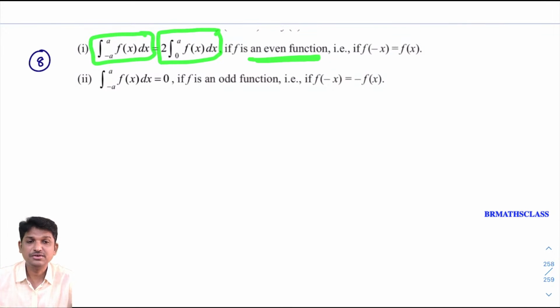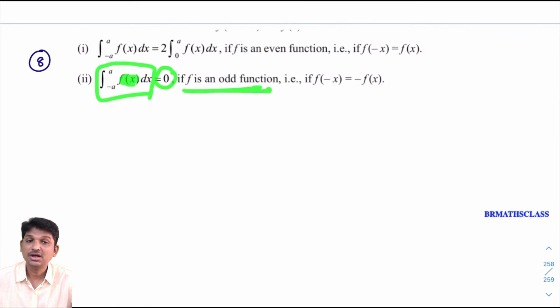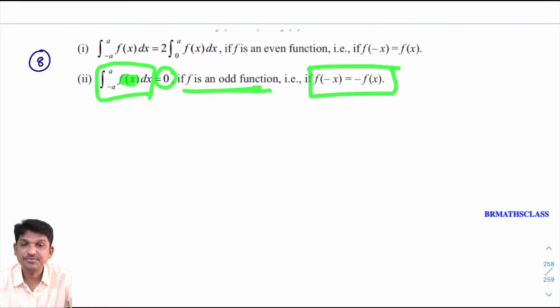What is the definition of an even function? When f of minus x is f of x, then we call it an even function. The second one is that the integral of minus a to a f of x dx is 0 when the given function is an odd function. What is the definition of an odd function? If f of minus x is minus f of x, then we call it an odd function, right?